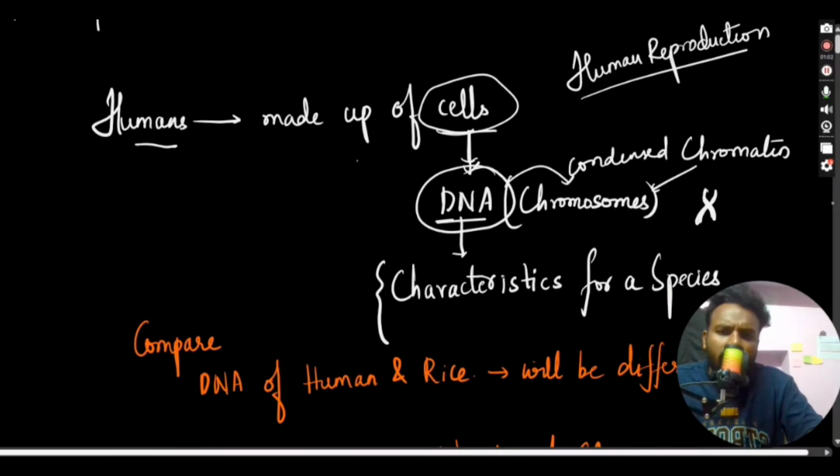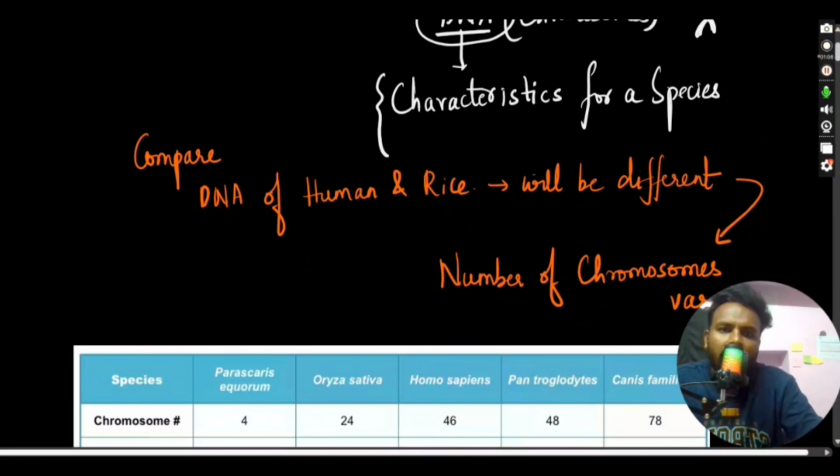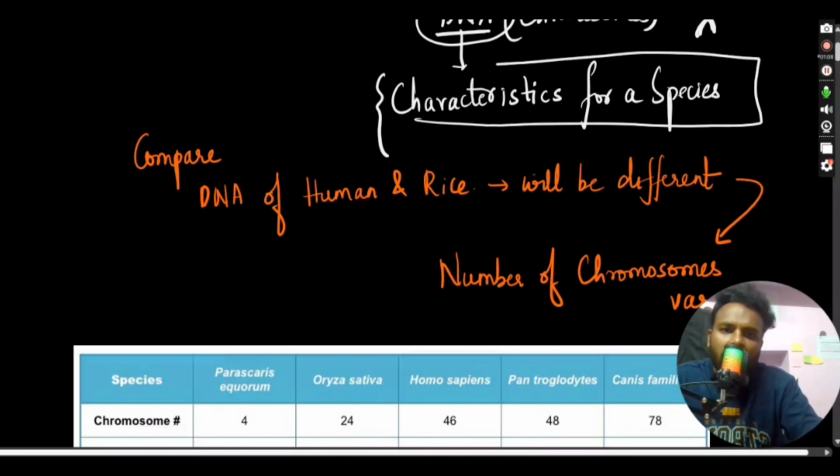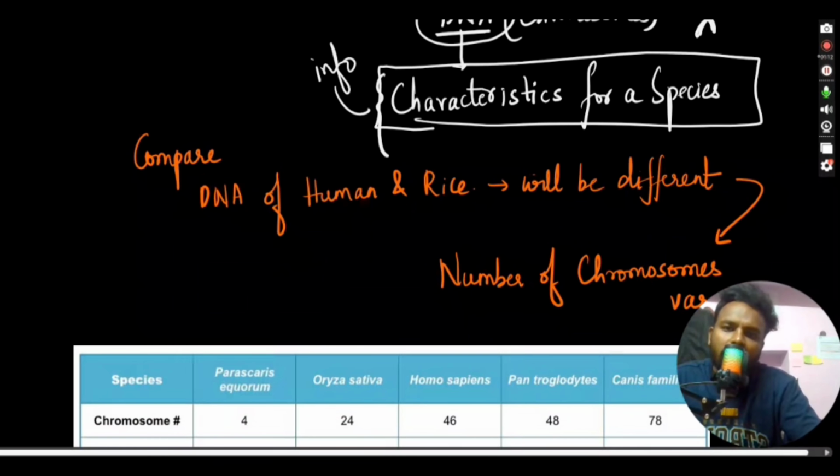What will be there in DNA? DNA will have the characteristics of the species. DNA will have some information which defines the characteristics of the species. For example, a human should have 2 hands, 2 legs, 1 head, 1 heart, kidney, and all. These characteristics are mentioned, or the information is available, in DNA in the form of chromosomes.